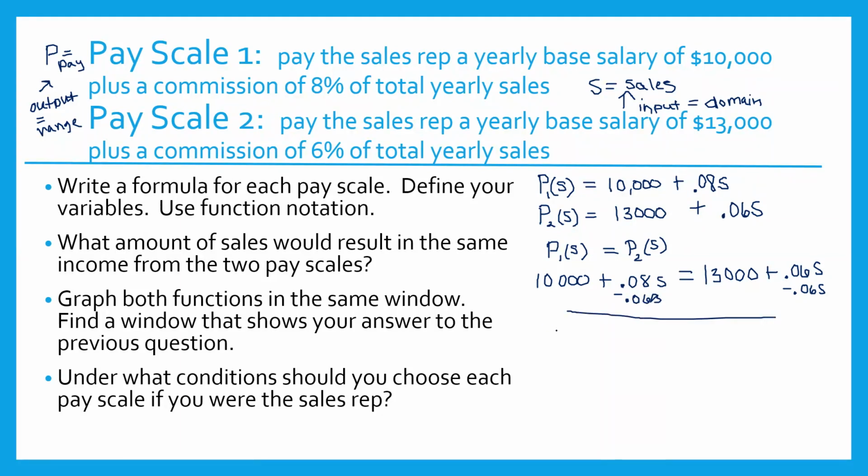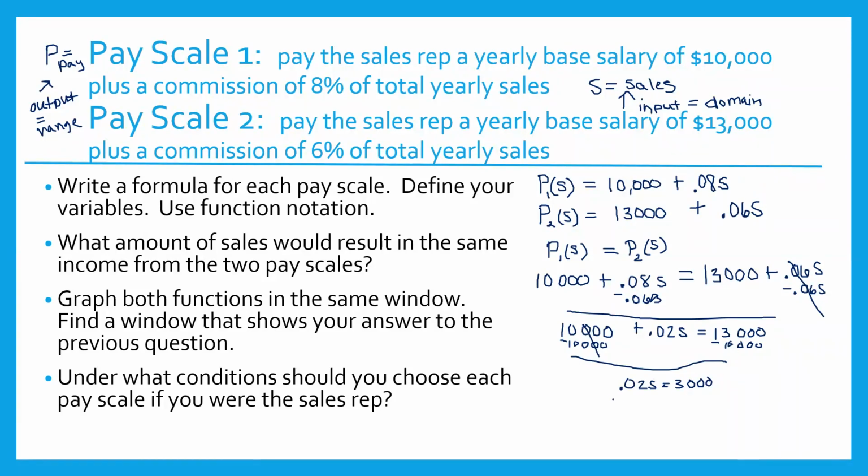And so on the left-hand side, I have 10,000 plus, when I did the math here, I got 0.02S equals 13,000. And these guys canceled out. Then I got my constant terms together, so I was subtracting 10,000 from both sides. Again, matching that up to where I have like terms on the left and the right of the equals. And so I have 0.02S equals 3,000, because these got canceled and I did the math on that side.